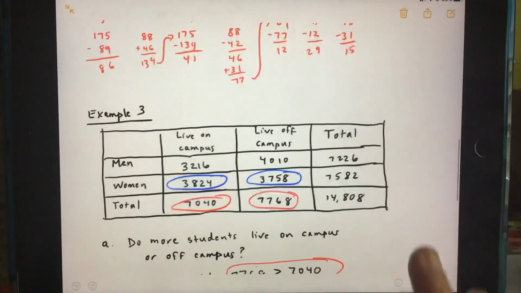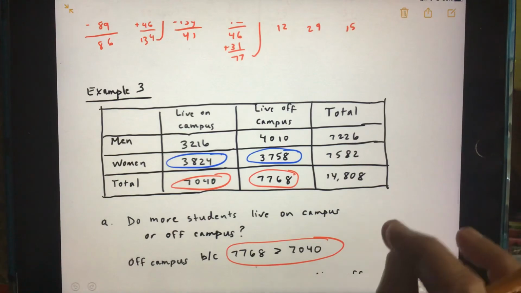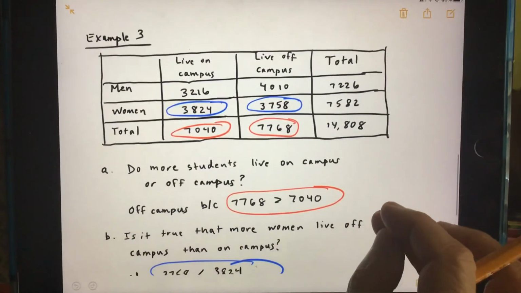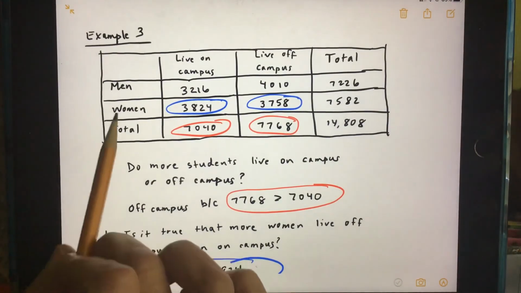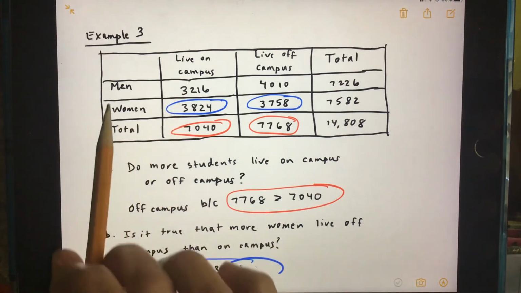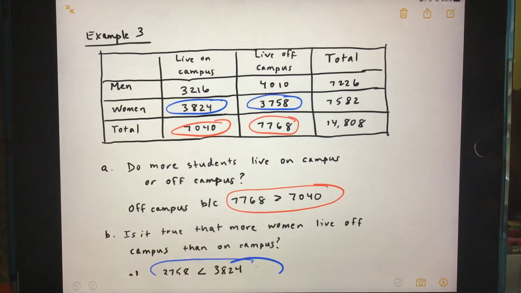All right, example 3. This time we're given a two-way table. We don't have to make one. We're told about a college campus. There's men and there's women there. Those men and women can either live on campus or off campus.